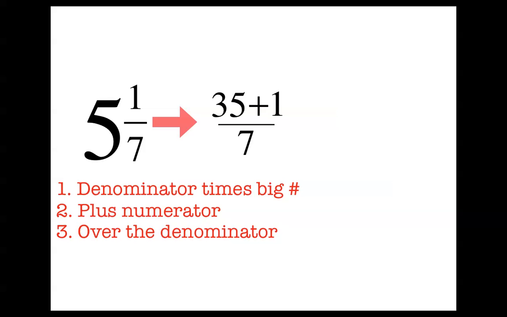So what's 35 plus 1? 36. What's your answer? 36/7. So 5 1/7 is equal to 36/7, and 36/7 is equal to 5 1/7. I think we got it. Why don't you give it a try? If you need to pause the video right now so that you can try this on your own, do that, and then we'll pick up in just a second.